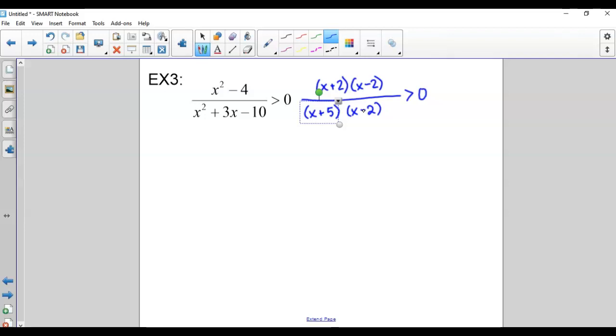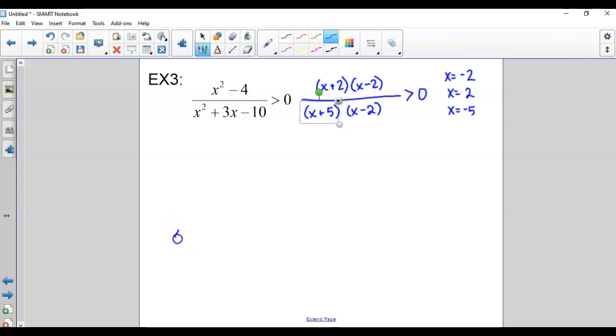But rather than plugging numbers in for each section, I want to do the chart like I did on the last problem. Before I do the chart, I have to set each one of these equal to 0. So I'm going to get x equals negative 2, x equals positive 2. I'll get x equals negative 5. Again, I'm just setting each one of these equal to 0 and solving. And then right here, x minus 2 equals 0. That's going to give you another positive 2. Of course, you don't have to list that twice.